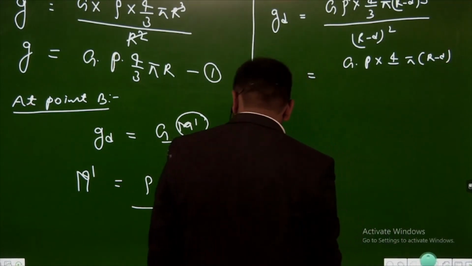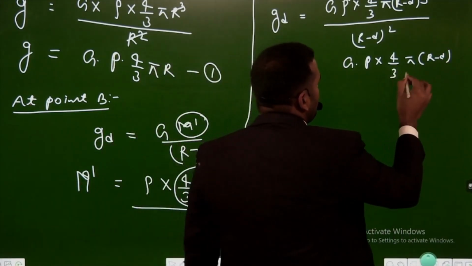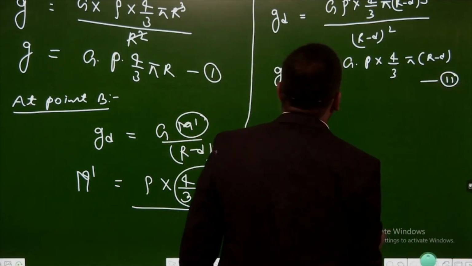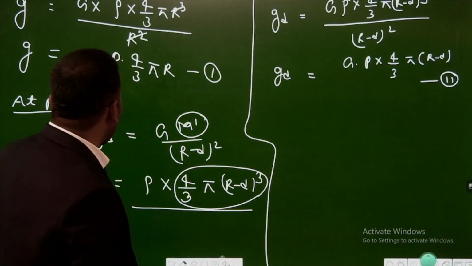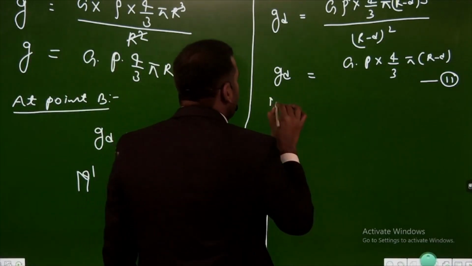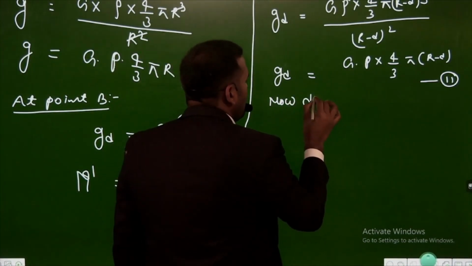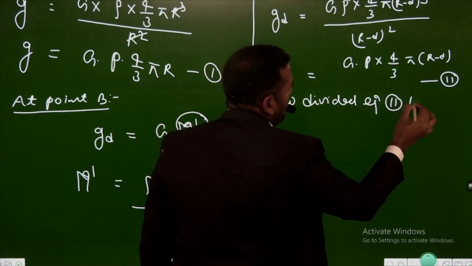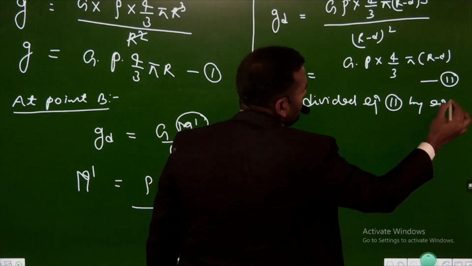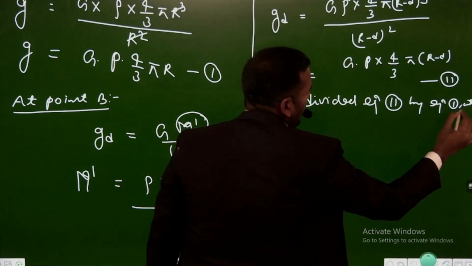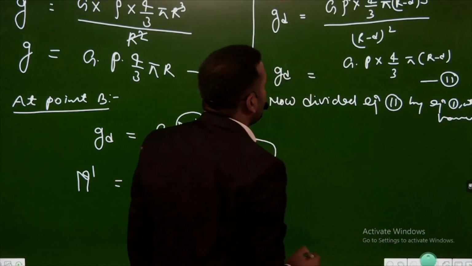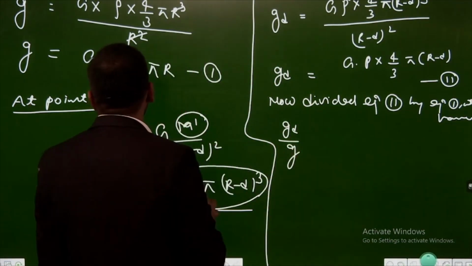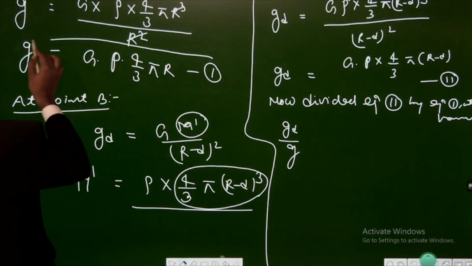So finally we have only 4/3 π (R − d). This is equation number second. Now we divide equation second by equation first. We get g_d / g. Here is the equation first.